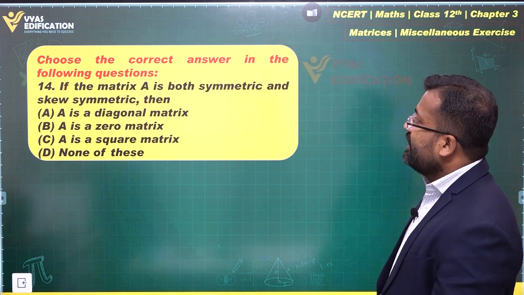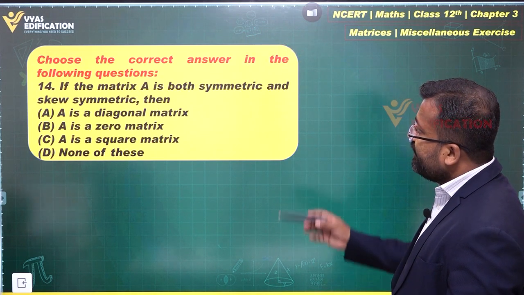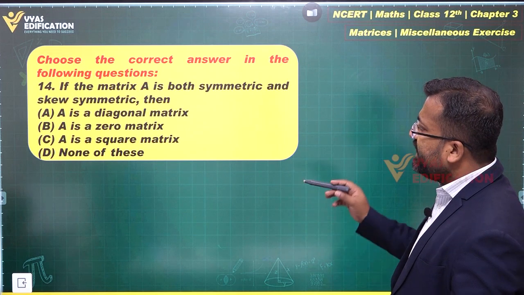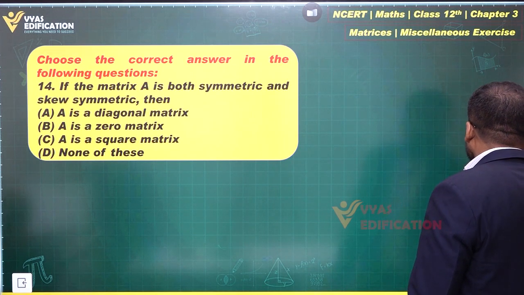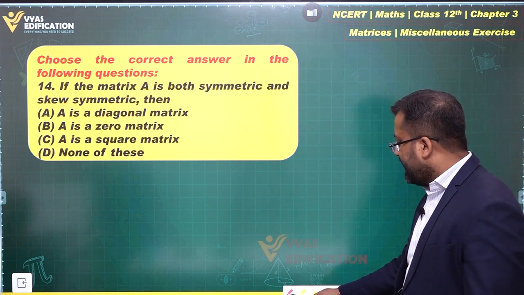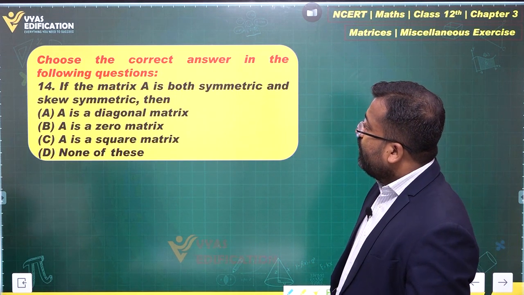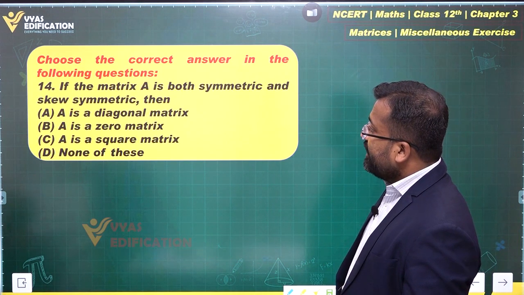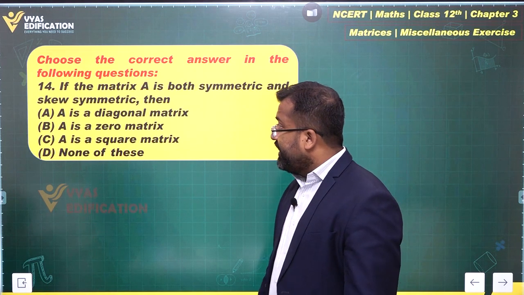Let's see this question. We have to choose the correct answer in the following. If the matrix A is both symmetric and skew symmetric, in that case, what kind of a matrix will it be? Will it be a diagonal matrix, a zero matrix, a square matrix?